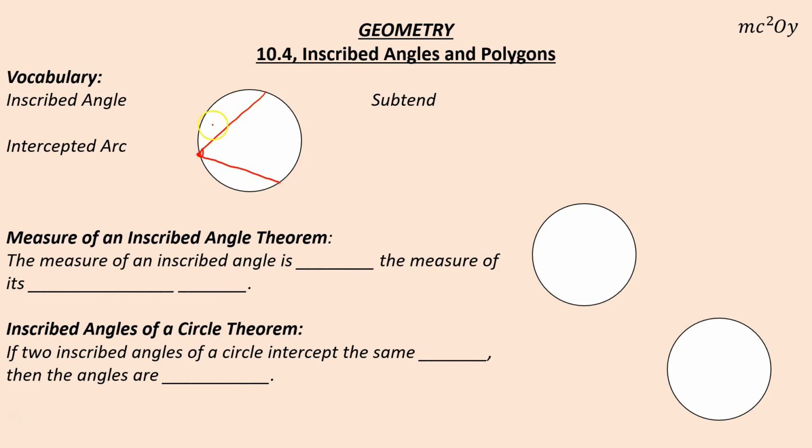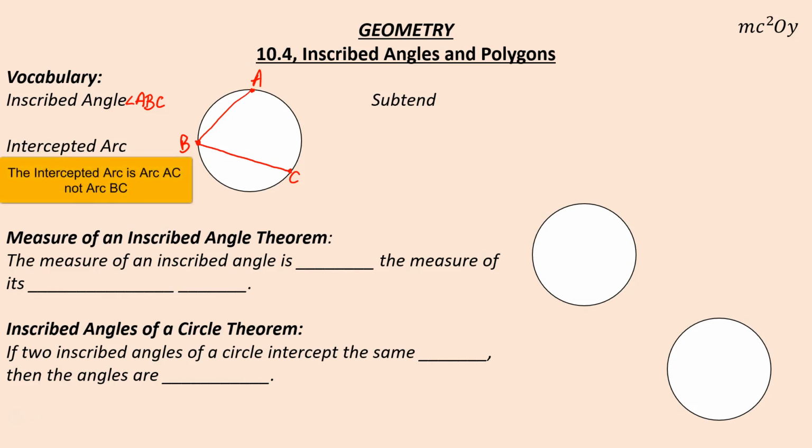So if we say we have a point here, point there, and point there. The vertex of the angle lies on the circle. So if we were to call this, say, angle ABC, we'd say that angle ABC is inscribed in our circle. Okay, the intercepted arc of this angle is arc BC, because arc BC is subtended by angle ABC.